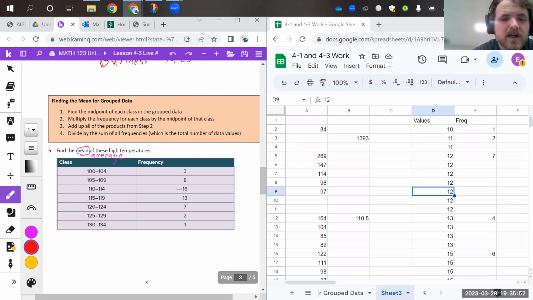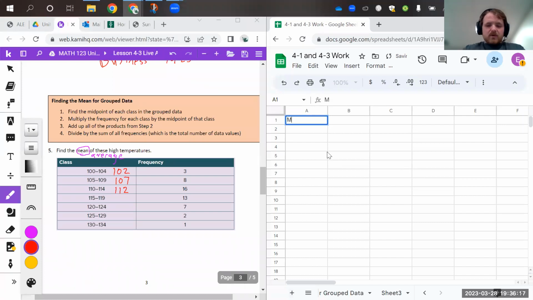The midpoint of 100 to 104 would be 102. 105 to 109 would be 107. 110 to 114 would be 112. And I need to use Google Sheets. I don't know why I'm acting like I don't need it. I'm going to open up a new tab for this. So again, looking at those midpoints, it's 102, then 107, and 112.